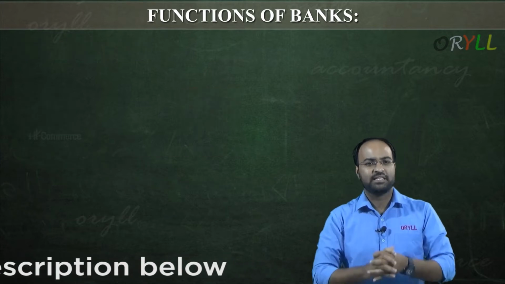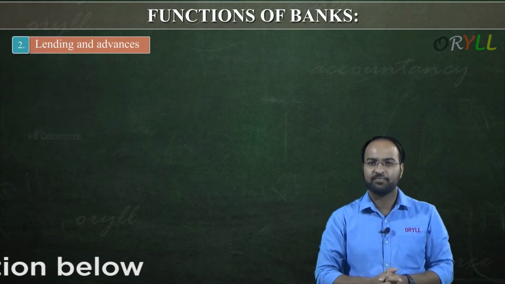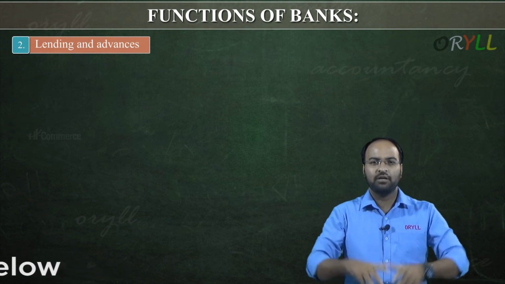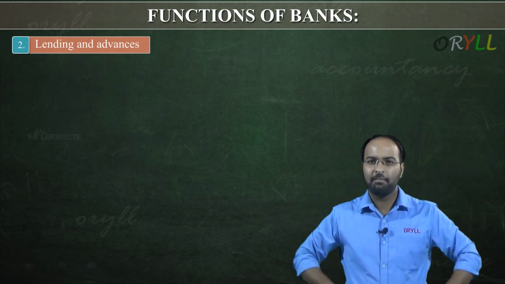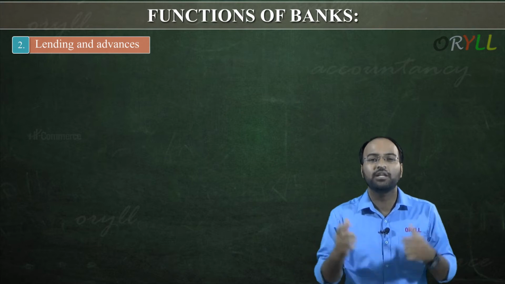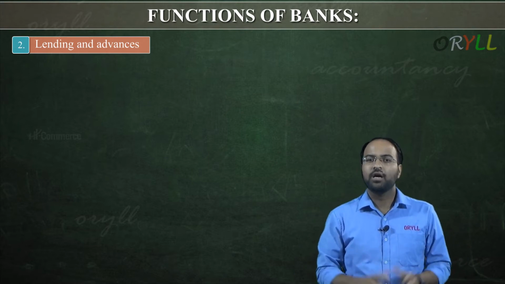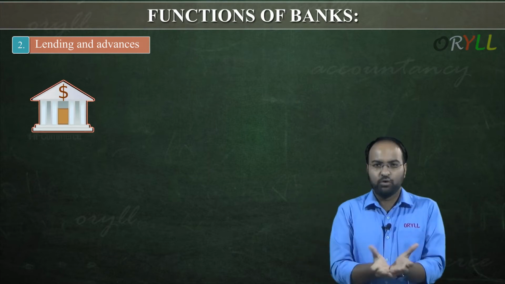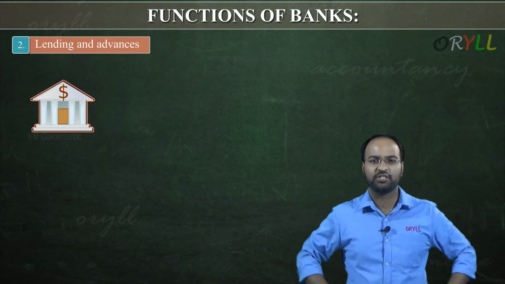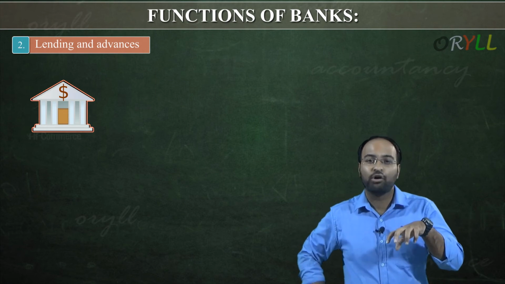The second function is lending and advances. See, in the first function what happened? The bank collected the huge fund from the public in the form of what? Tell me. In the form of deposit. Got it? Now banks have huge funds in the form of deposit. Now banks are not going to the public.